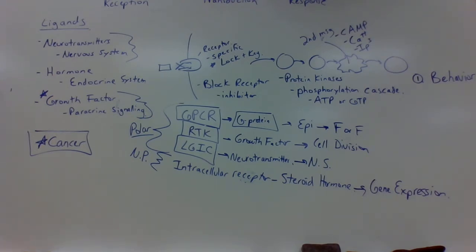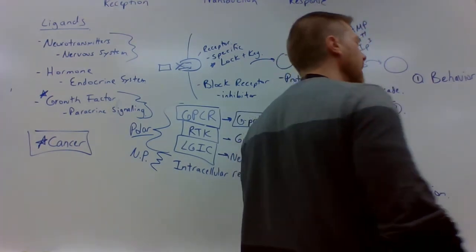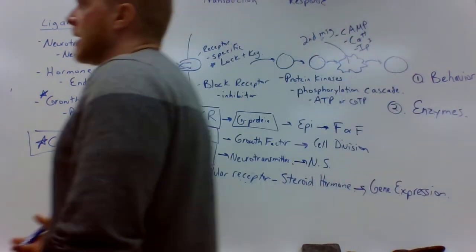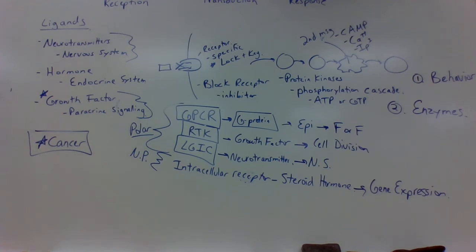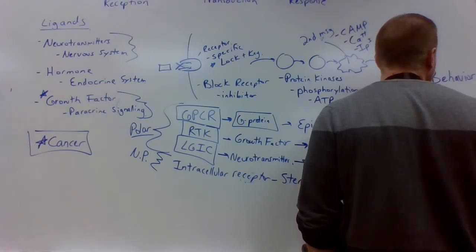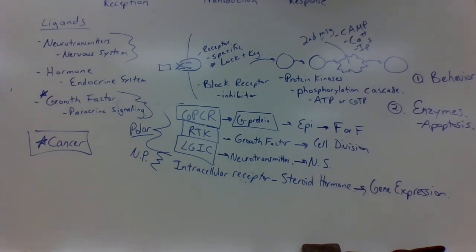Number 2, we talked about activating or inhibiting enzymes. A really good example of this that we learned is the process of apoptosis. In order to induce apoptosis, we activate certain hydrolytic enzymes like caspases, proteases, and nucleases. These are the enzymes responsible for breaking down and digesting the entire cell.